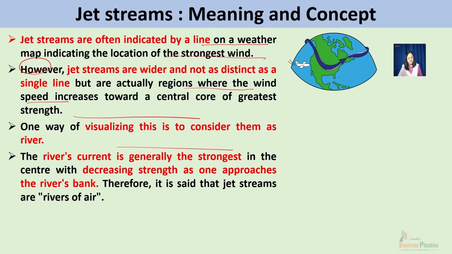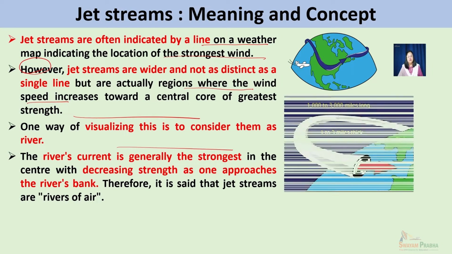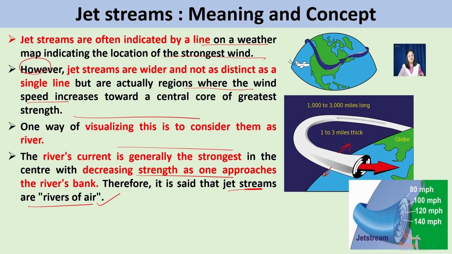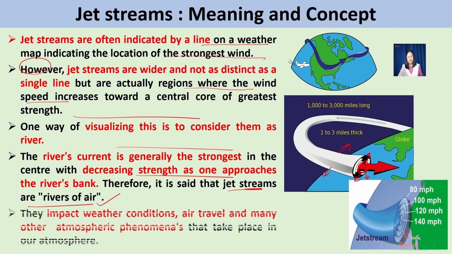So one way of visualizing this is consider it as a river. The river current is generally strongest in the center, with decreasing strength as one approaches towards the outer margins or river banks. Therefore, it is said that jet streams are actually rivers of air with variable velocity, where the velocity is maximum at the central core region and decreases towards the periphery, and they impact the weather conditions, air travel, and many other important atmospheric phenomena that take place in our atmosphere.